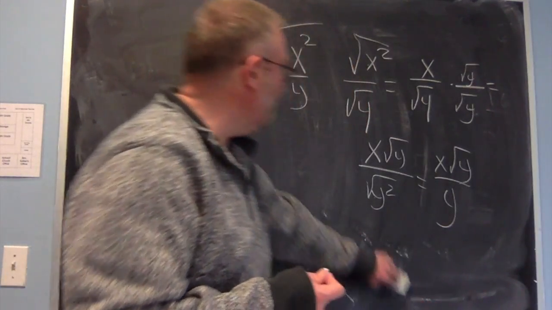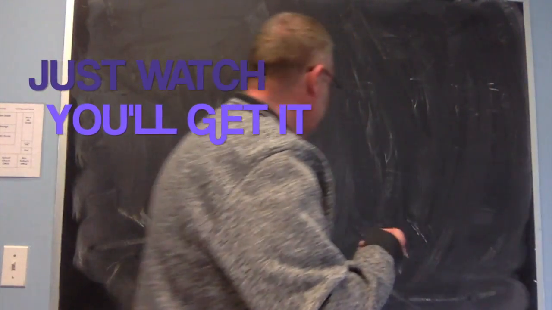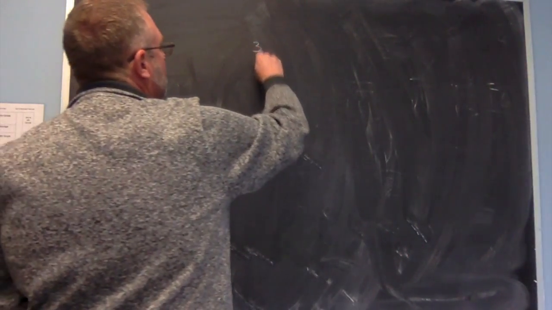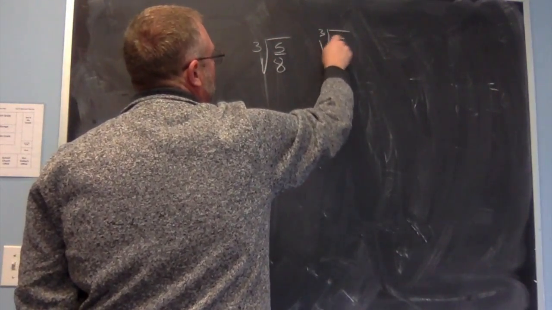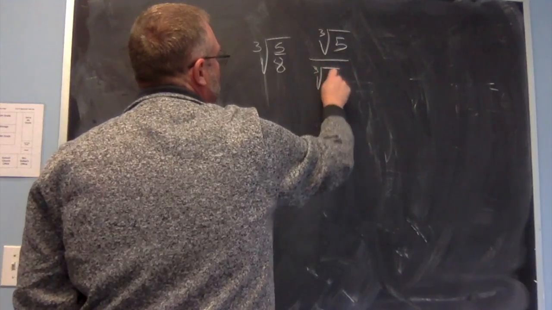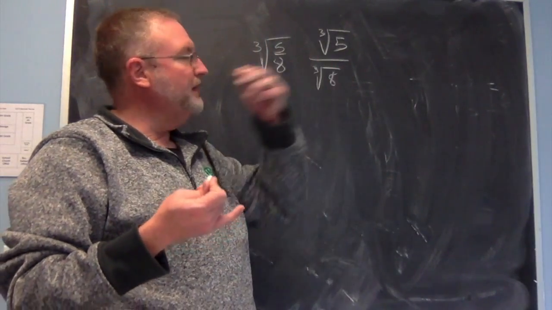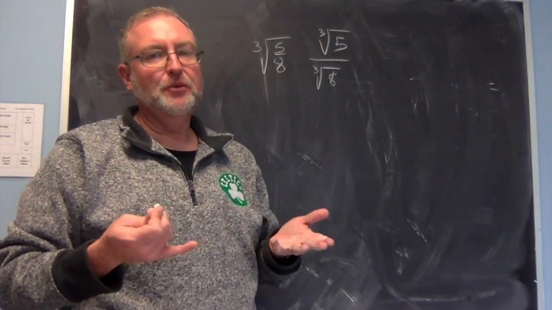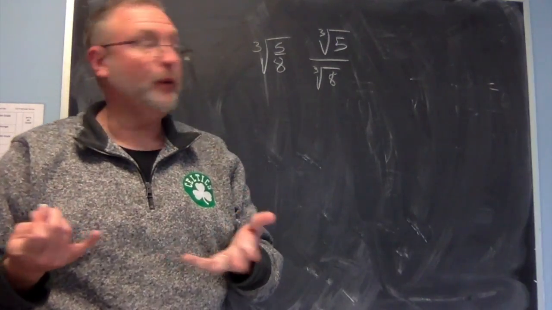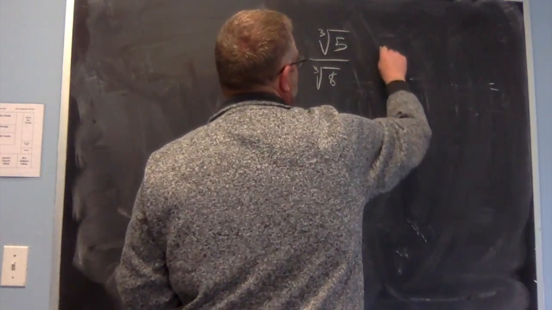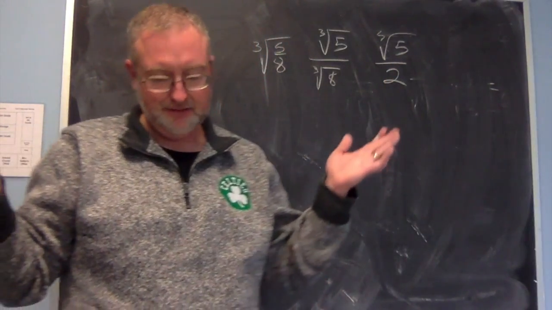We have the cubed root of 5/8. Now that's the same thing as the cubed root of 5 over the cubed root of 8. This one is a little simpler. The cubed root of 8, there is one. What is the cubed root of 8? What times what times what gives you 8? It's 2. So this one is simple. The cubed root of 5 over 2, and you're done. That's good for that one.